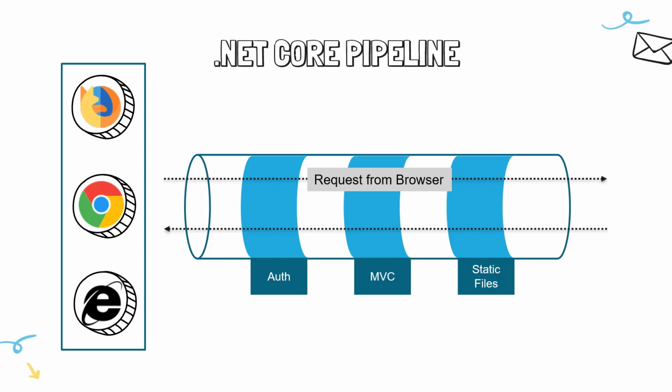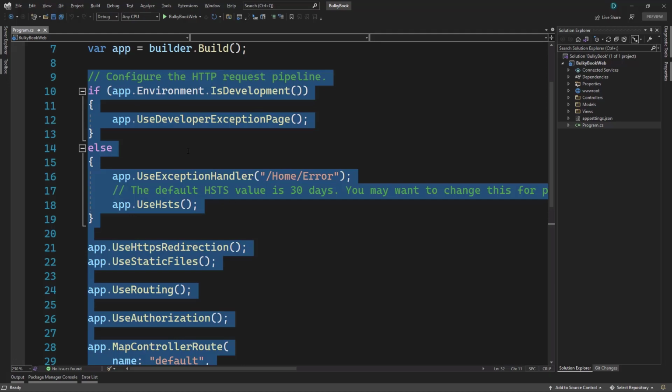Let's take a look at the few middlewares that we have in our application. Let me switch back to the code here, and you can see in the pipeline, first we are checking if it is development or not in the environment. If it is, then we are adding the use developer exception page that will show you user-friendly exceptions so that you can debug and solve them. But if it is not development, then we are just redirecting them to an error page.